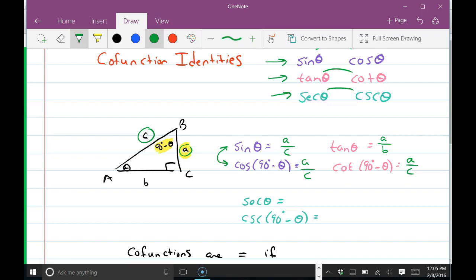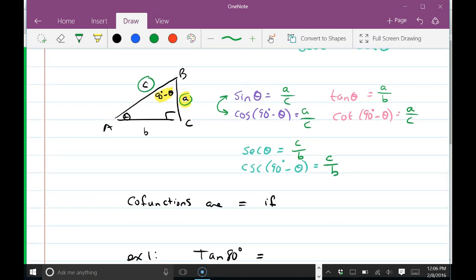Likewise, we could do the same with secant theta. Secant is the reciprocal of cosine. So cosine would be B over C, but this will be C over B. If I do cosecant of 90 minus theta, that's the reciprocal of sine. The sine would have been B over C, but its reciprocal is C over B. So cofunctions are equal if their angles are complementary.